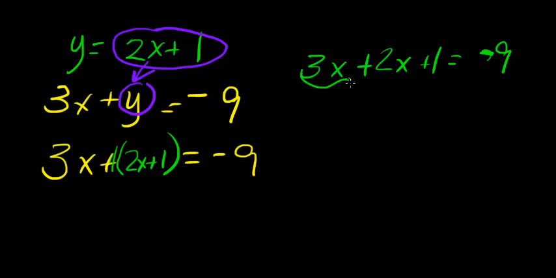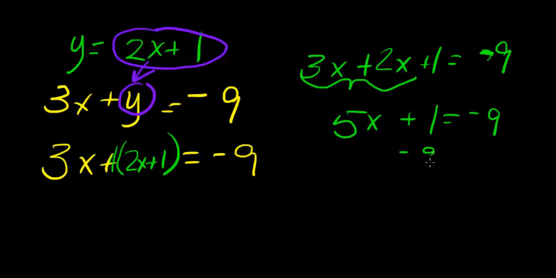I can combine like terms. 3x plus 2x is 5x. Again, when I take those out and put that in, substitution. Plus 1 equals -9. And I now have an equation we're comfortable with, not only from first quarter, but you did this in 8th grade and before.